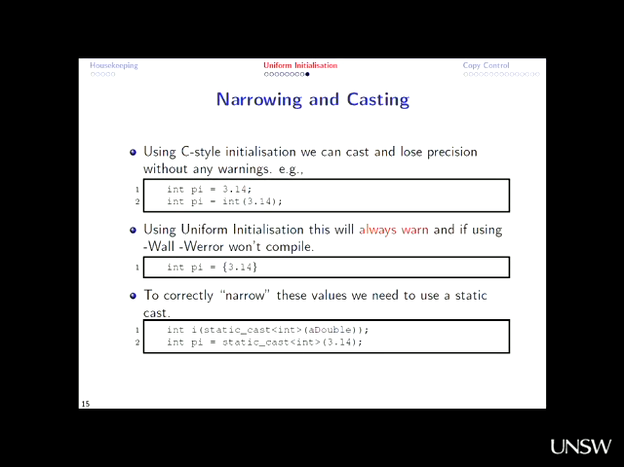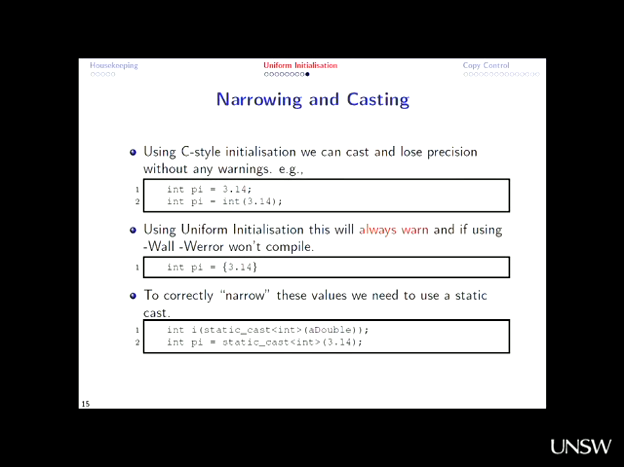So looking at this, in C-style code, we can initialize and we can cast and we can lose precision without any warnings. So int pi is equal to 3.14 compiles fine. Int pi is equal to int 3.14 compiles fine. That's C-style. Trying to say int pi equals squiggly braces 3.14 will always warn, and if you're using -Werror, which we are, it won't compile, because it narrows. It's changing the definition of what this thing is. So to correctly narrow these values, we need to use a static cast, which you would have seen in week 1.